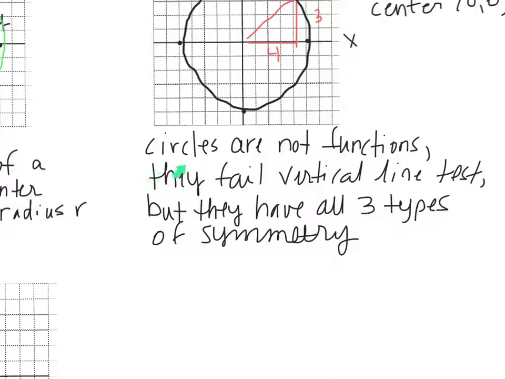So last thing to talk about with this circle is that circles are not functions. Remember that if you draw a vertical line and it passes twice, it is not a function. So that happens here. They fail the vertical line test. But they have all three types of symmetry. You have x-axis reflection, y-axis reflection, and through the origin as well.